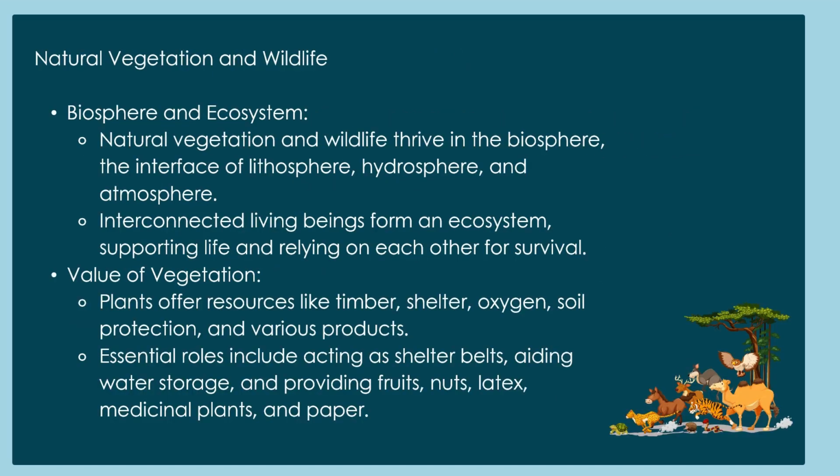Natural vegetation and wildlife. So, first one, biosphere and ecosystem. Natural vegetation and wildlife thrive in the biosphere, the interface of lithosphere, hydrosphere, and atmosphere. Interconnected living beings form an ecosystem, supporting life and relying on each other for survival. Now, value of vegetation. Plants offer resources like timber, shelter, oxygen, soil protection, and various products. Essential roles include acting as shelter belts, aiding water storage, and providing fruits, nuts, latex, medicinal plants, and paper.